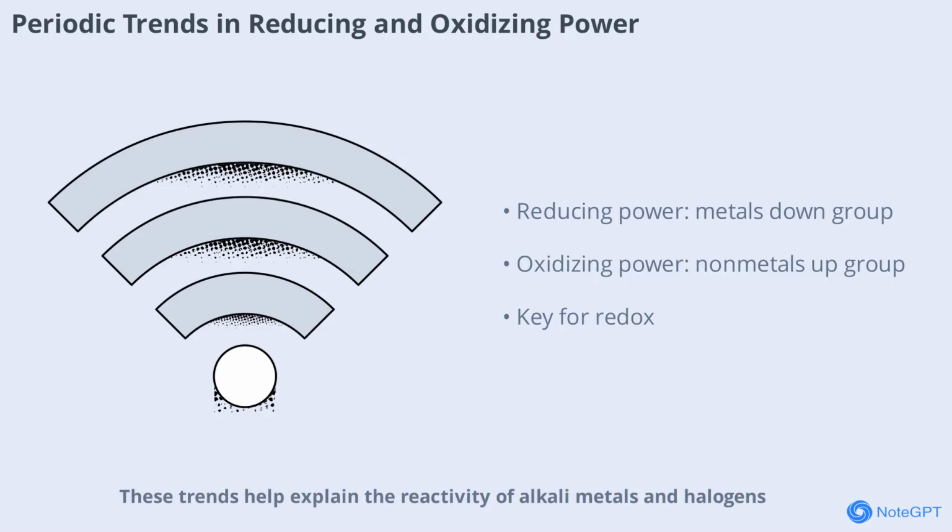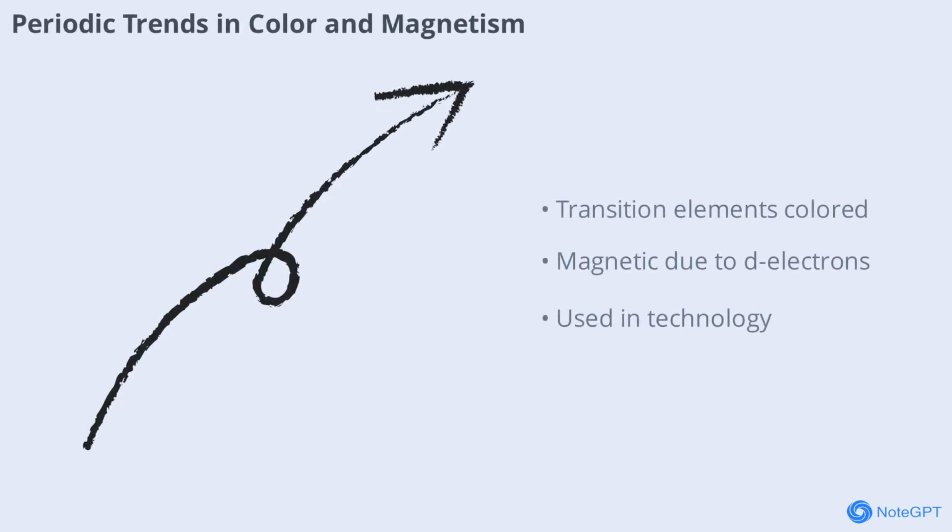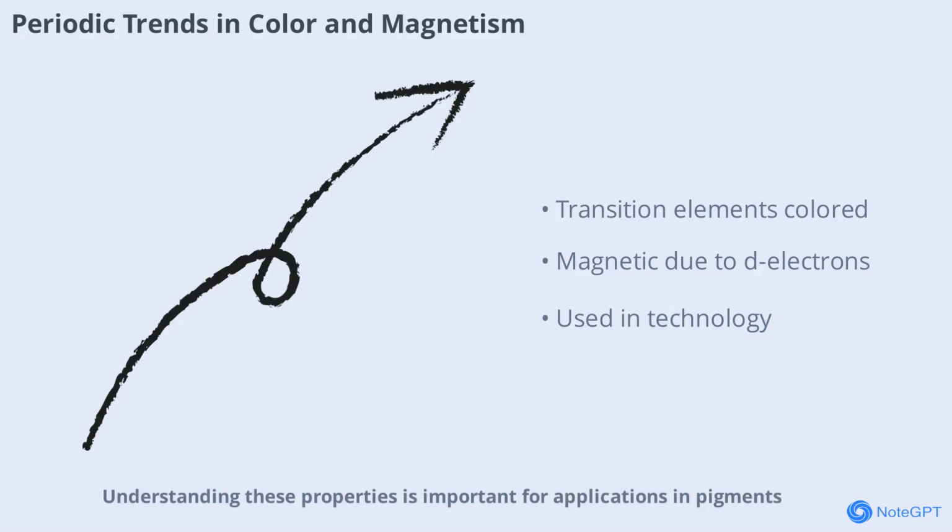These trends help explain the reactivity of alkali metals and halogens and are essential for understanding redox reactions. Many transition elements and their compounds exhibit vivid colors and magnetic properties. These trends are due to the presence of unpaired d electrons, which can absorb visible light and create magnetic moments. Understanding these properties is important for applications in pigments, magnets, and electronic devices.